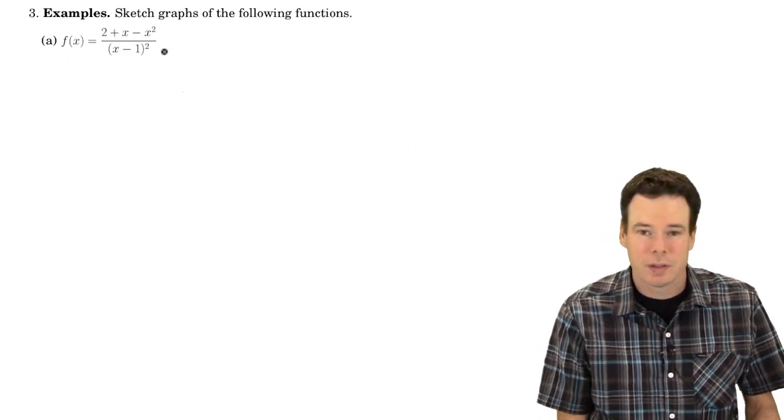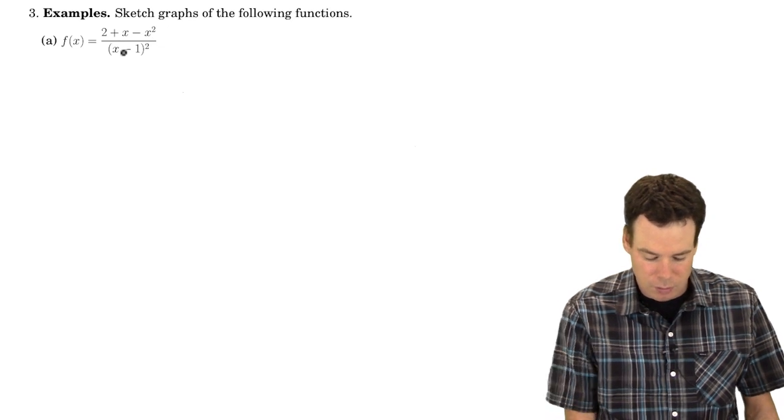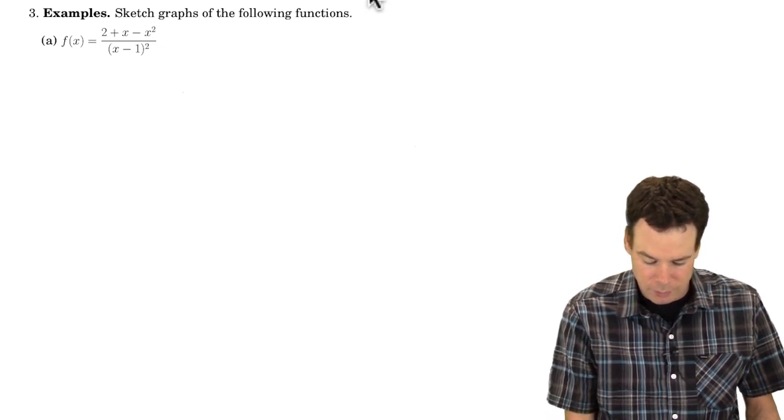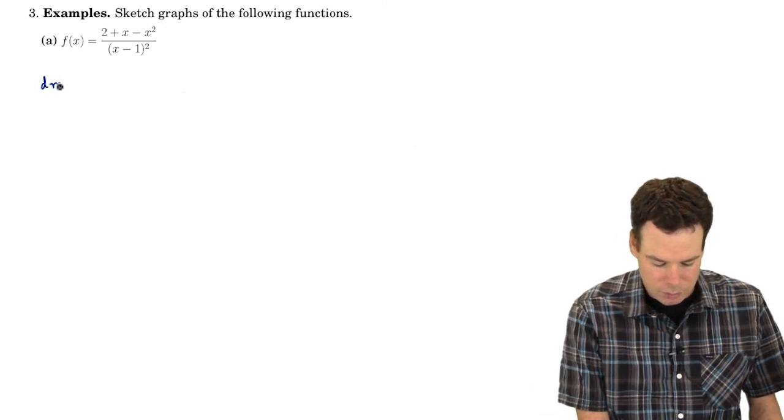So in this first example, we're going to sketch the graph of a rational function. So we've got (2 + x - x^2) over (x - 1)^2. What's the domain of this function?